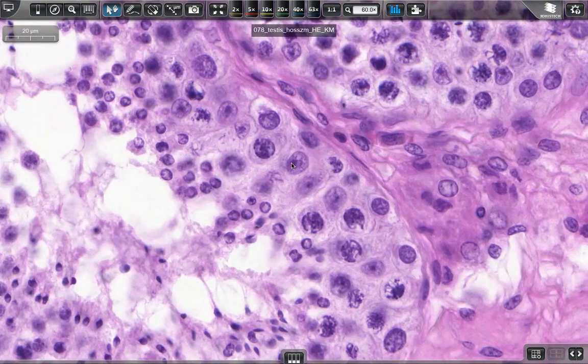Sertoli cell. Here we have the prominent nucleus. This is another Sertoli. Spermatids, these small round-shaped spermatids. Primary spermatocyte, primary spermatocyte.